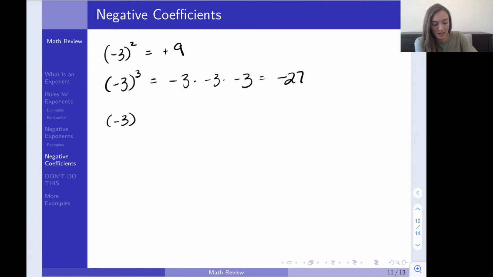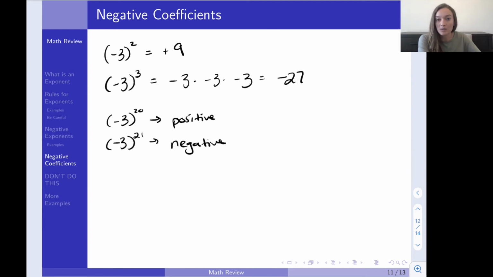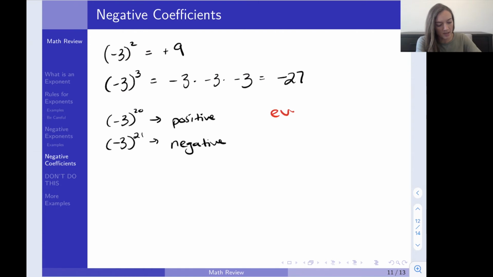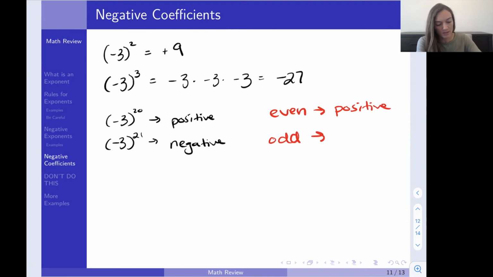And you can see that this will happen basically no matter how big your exponent is. If I had negative 3 to the 20, whatever that number is, it's definitely going to be positive, because if I multiply a negative an even number of times, I'll always get a positive number. And if I do negative 3 to the 21, I know whatever that number is, it's going to be negative, because anytime you multiply a negative an odd number of times, you end up with an overall negative sign. So anytime you have an even exponent, you end up with a positive answer, and with an odd exponent on a negative number, you end up with another negative number.